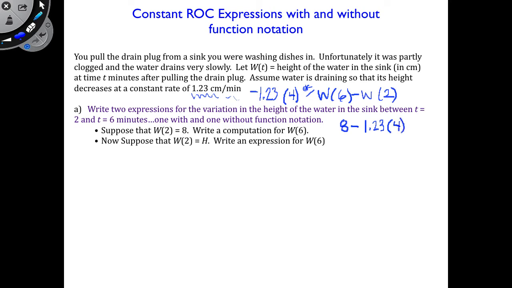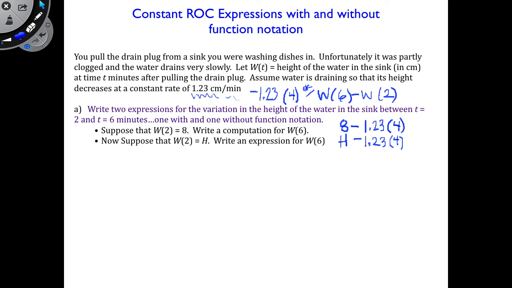So what about the second one that popped up accidentally because I clicked the wrong thing? What if the initial height was h instead of 8? Right, just change this 8 to an h. Literally, that's all we need to do. Whatever the height was initially, here's my y initial plus a negative 1.23 times 4, the change in y.